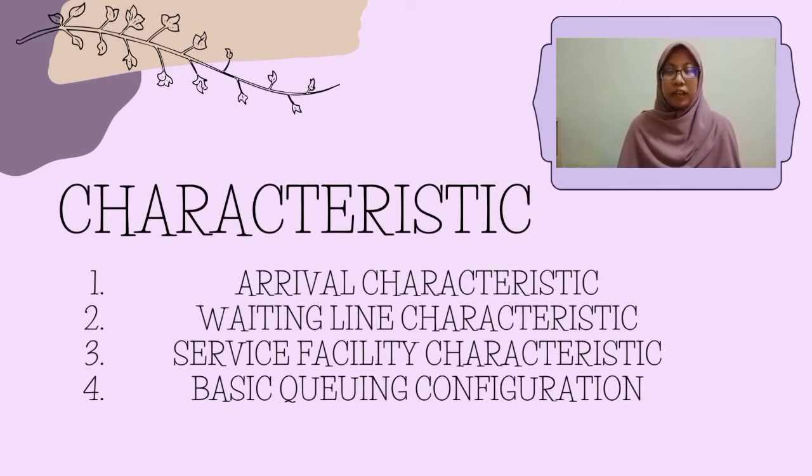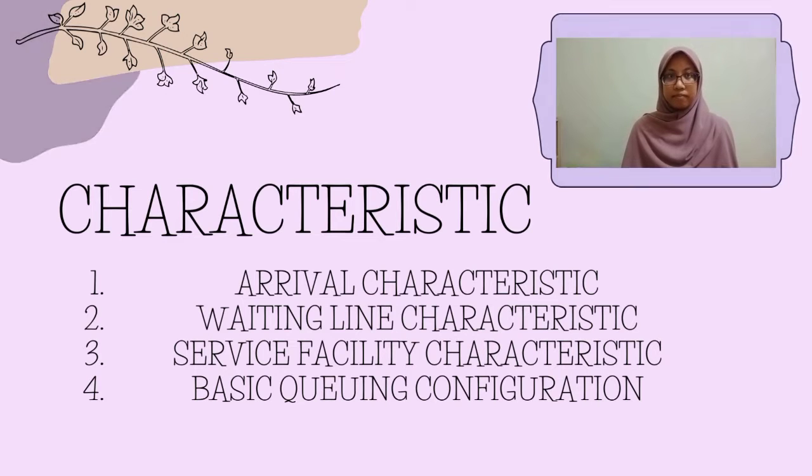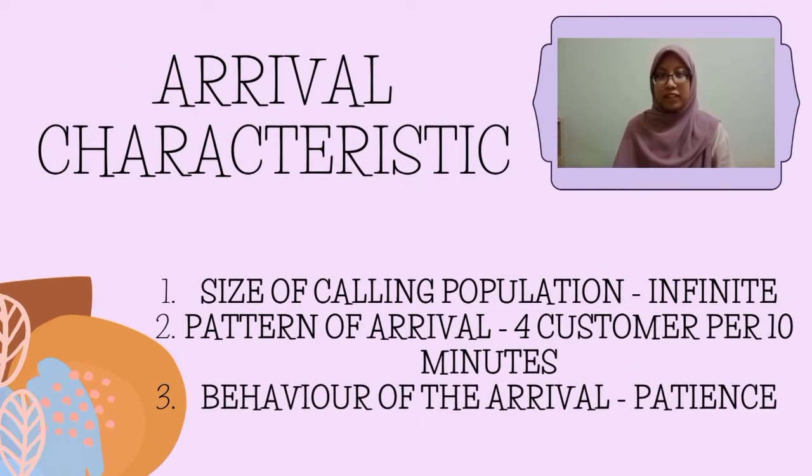We will take a look at the characteristics. There are 4 components under characteristics, which are the arrival characteristic, waiting line characteristic, service facility characteristic, and basic queuing configuration. Firstly is the arrival characteristic. There are 3 components under arrival characteristic, which are size of calling population, pattern of arrival in the system, and the behavior of the arrival.